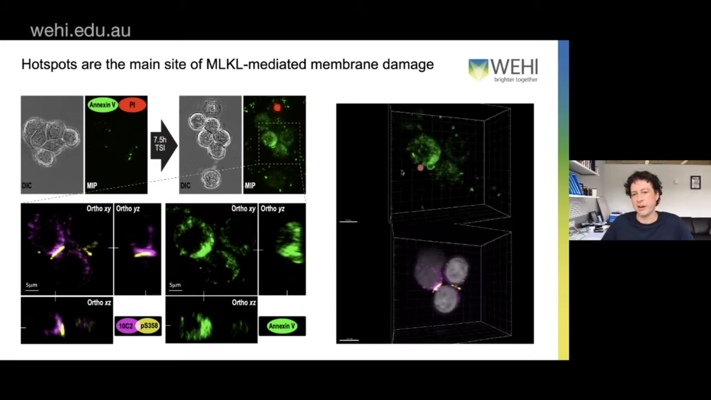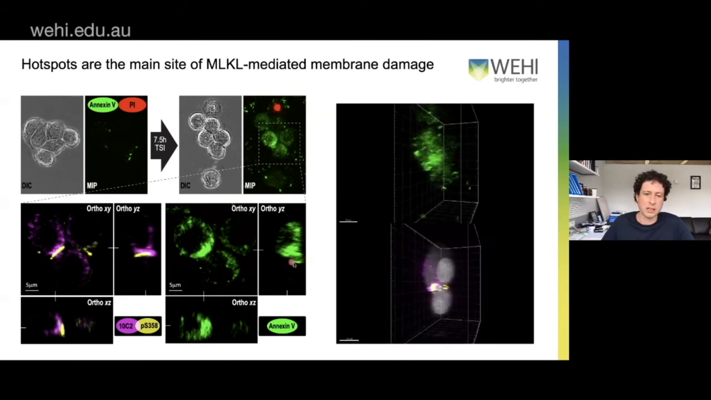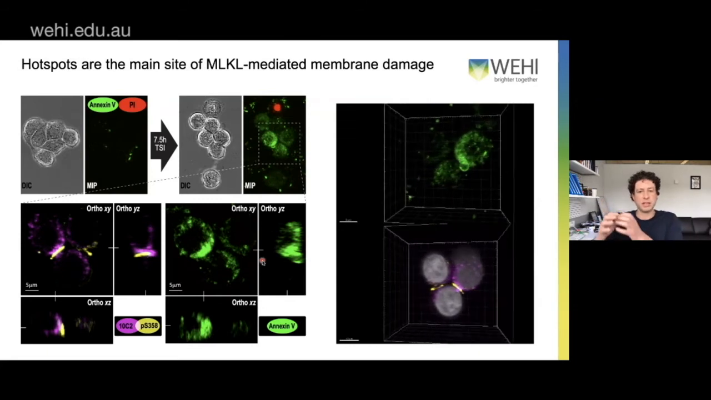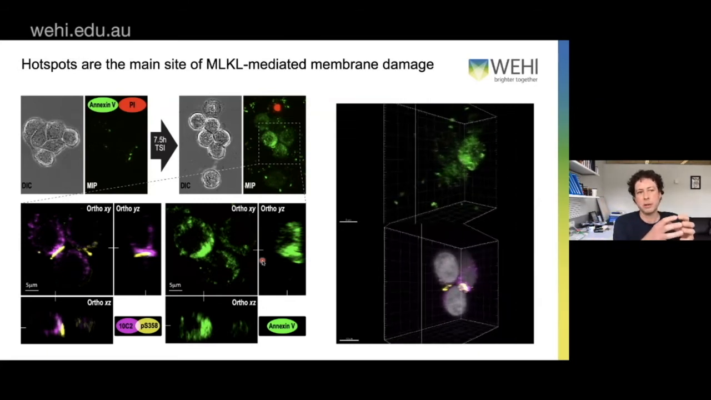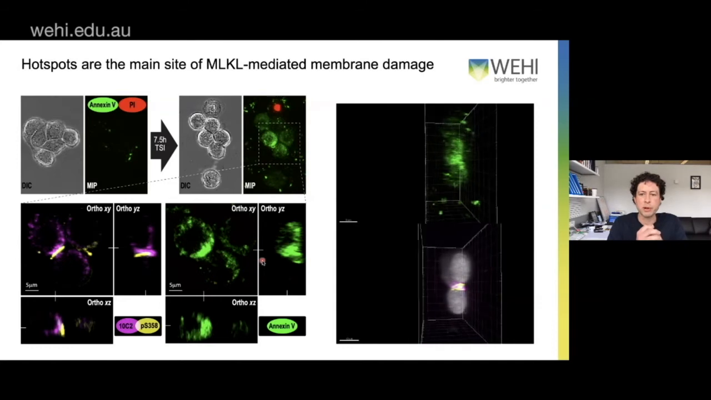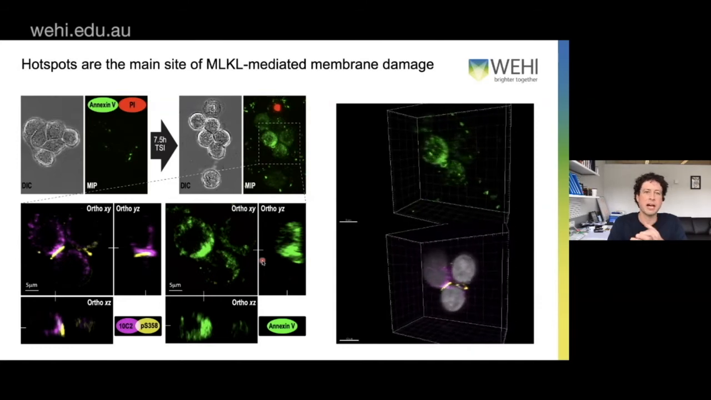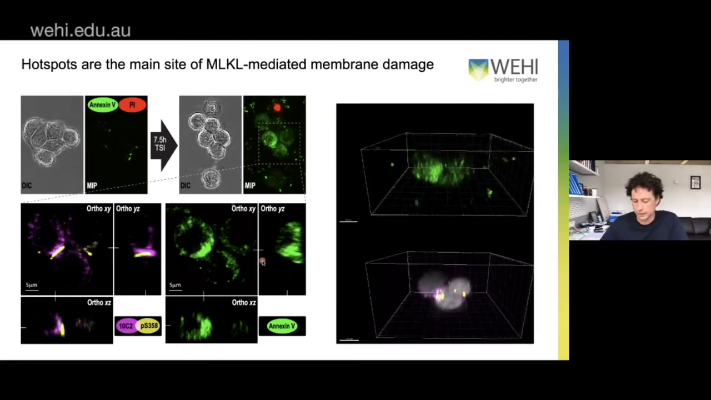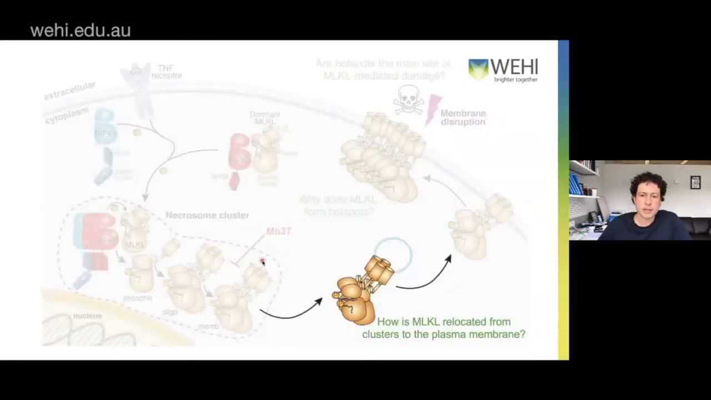That should be more apparent in this 3D video here, where you can see that there seems to be a real close physical proximity between the annexin hotspots and the MLKL hotspots. For us, this was really the smoking gun, and told us that hotspots are the main site where MLKL is damaging the plasma membrane. Okay, so that was one question.